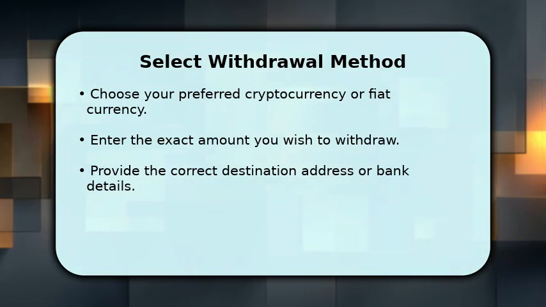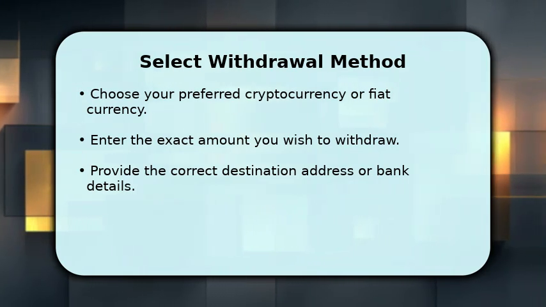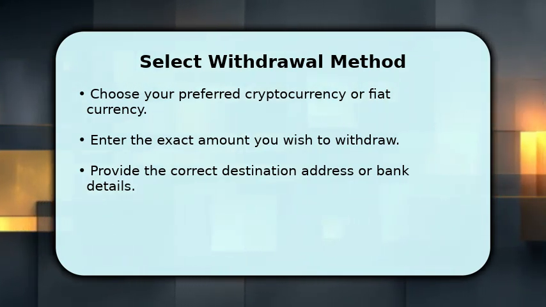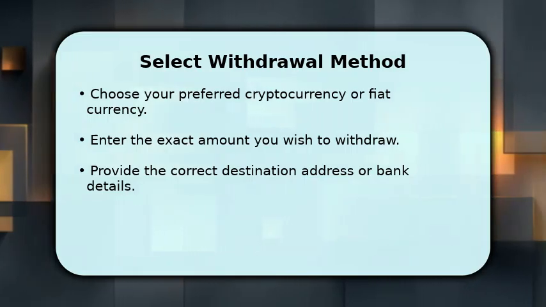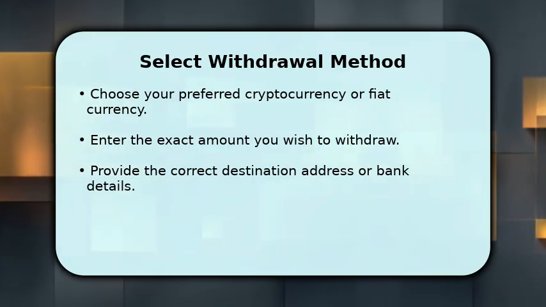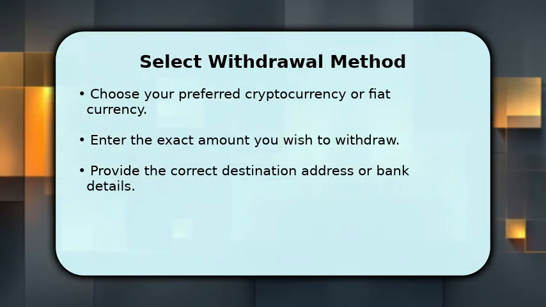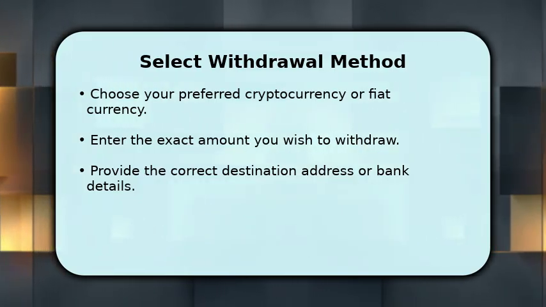Next, you'll choose your withdrawal method. You can select your preferred cryptocurrency, like Bitcoin or Ethereum, or a fiat currency such as US dollars. Carefully enter the exact amount you wish to withdraw. Most importantly, provide the correct destination address for crypto or accurate bank details for fiat. Double-check these details to avoid any errors.